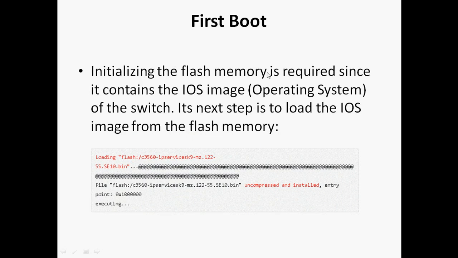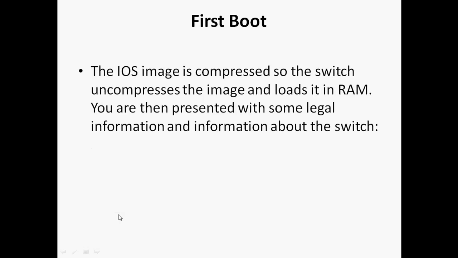Initializing the flash memory is required since it contains the IOS image of the switch. The next step is to load the IOS image from the flash memory. So next the switch will load the IOS from the flash memory. This image shows it loading. The IOS is normally compressed, so the switch uncompresses the image from the flash memory and loads it into the RAM. This image is indicating that, and that is what I mentioned here.